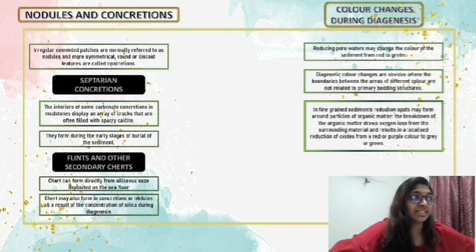And finally, we have color changes during diagenesis. Reducing pore waters may change the color of the sediment from red to green. Diagenetic color changes are obvious where the boundaries between the areas of different color are not related to primary bedding structures. In fine-grained sediments, reduction spots may form around particles of organic matter. The breakdown of the organic matter draws oxygen ions from the surrounding material and results in a localized reduction of oxides from a red or purple color to grey or green.